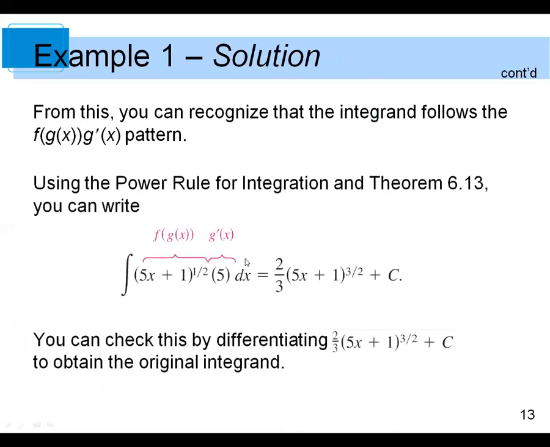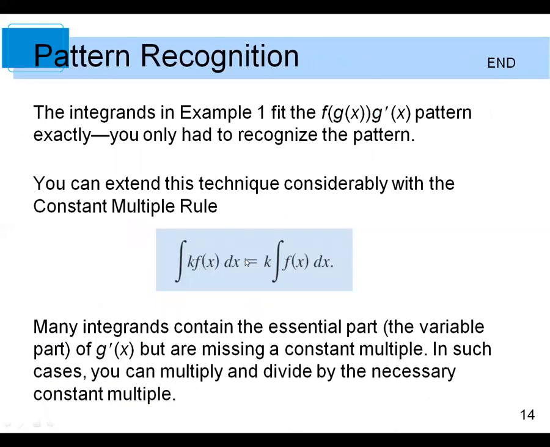All right, and we already went through that. The integrals in example 1 fit the f of g times g prime pattern exactly. You only had to recognize the pattern. So you can extend this technique considerably with the constant multiple rule, where you factor out constants and multiply constants like we did in example 2. Many integrands contain the essential variable part of the g prime, but are missing a constant multiple. In such cases, you can multiply and divide as necessary by the necessary constant multiple.